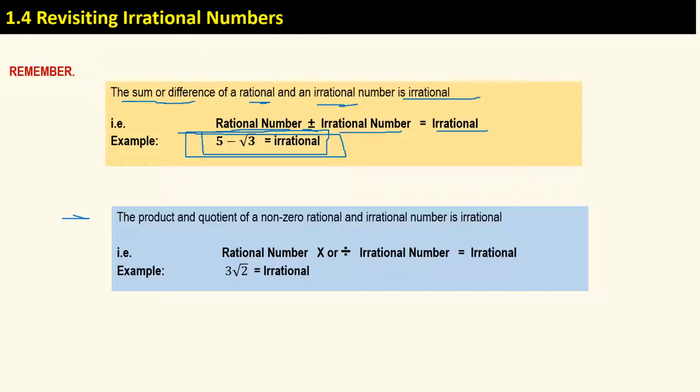The second fact to keep in mind is that the product and quotient of a non-zero rational and an irrational number is irrational. That is, a rational number multiplied by or divided by an irrational number gives us an irrational number. As an example, 3 multiplied by square root of 2 is an irrational number.